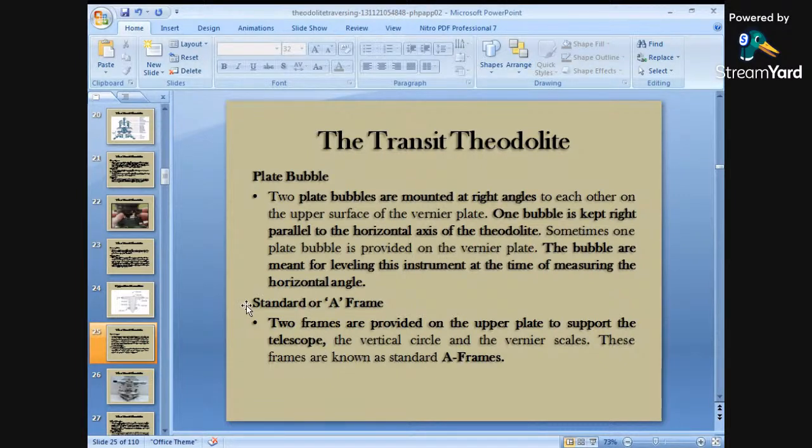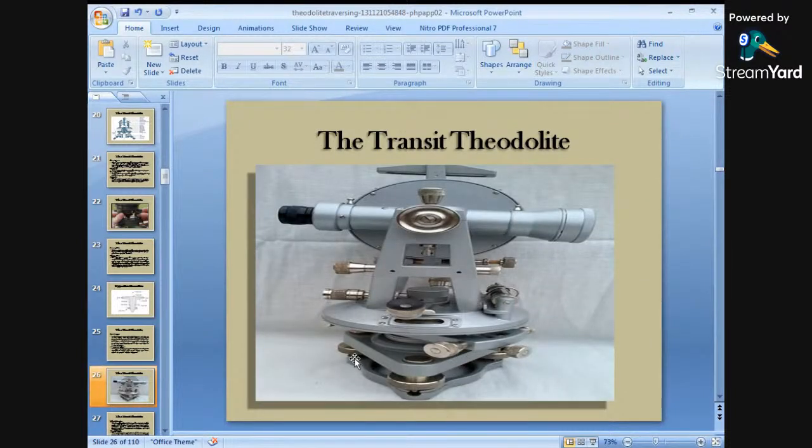Then there is a standard or A frame. Two frames are provided on the upper plate to support the telescope, the vertical circle and the vernier scale. These frames are known as the standard or A frame. You can see in this diagram a frame which is similar to the alphabet A. This frame has been provided to support the whole telescope.